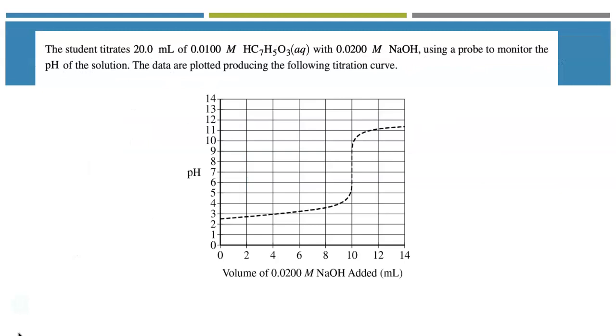The problem goes on. The student titrates 20.0 milliliters of 0.01 molar salicylic acid with 0.02 molar NaOH using a probe to monitor the pH of the solution. The data are plotted producing the following titration curve. This question is all over the place. We did some stoichiometry, then we did IMFs. All of a sudden now we're doing titrations. It all kind of fits in though. There's a lot of stoichiometry in titration, so it's not an unreasonable progression.